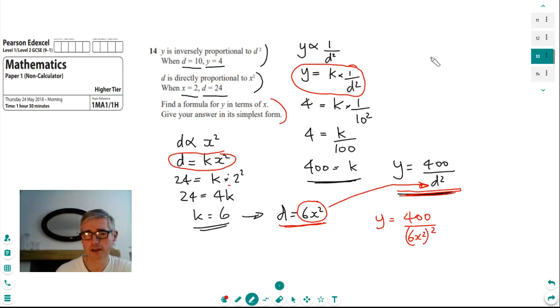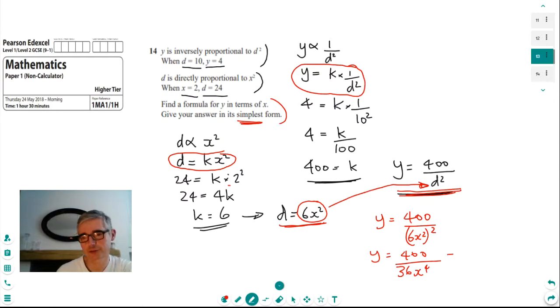And if we square that out, we'll get y is equal to 400 over 6 squared, which is 36, and then if I square x squared, I can multiply the powers there, and that will give me x to the power 4. So we're on the way. We've done it all apart from writing it in its simplest form.